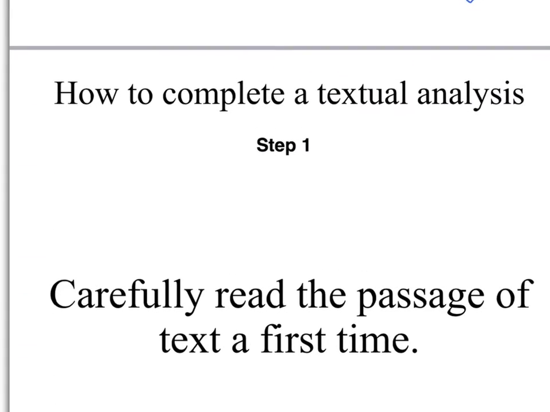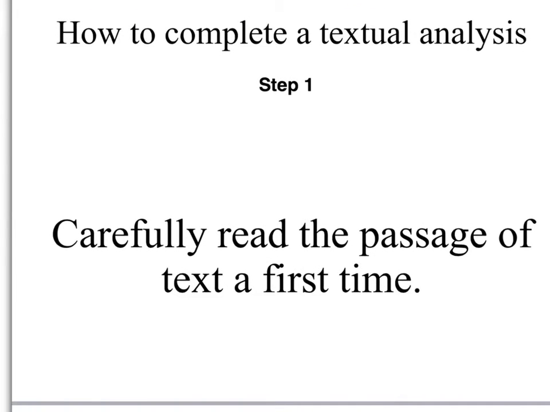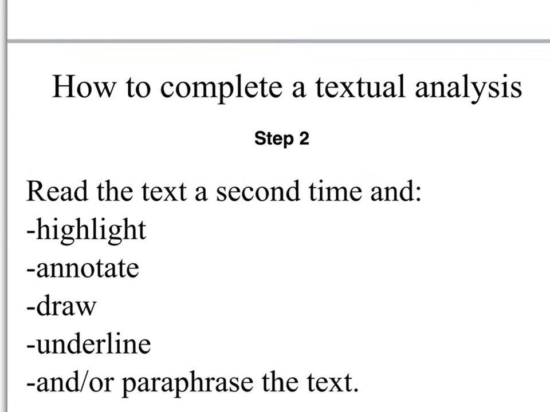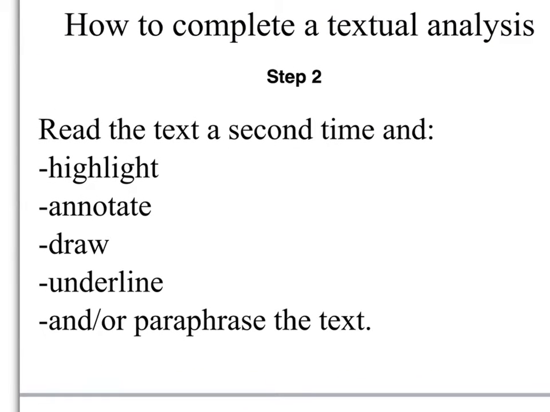So step 1, surprise, surprise, carefully read the passage of text a first time. When that's done, you can go over to step 2. So step 2 is to read the text a second time, but this time you want to take out a pencil and a highlighter, and you want to highlight anything that you find interesting or confusing. You want to annotate the text, clarify words you don't understand.